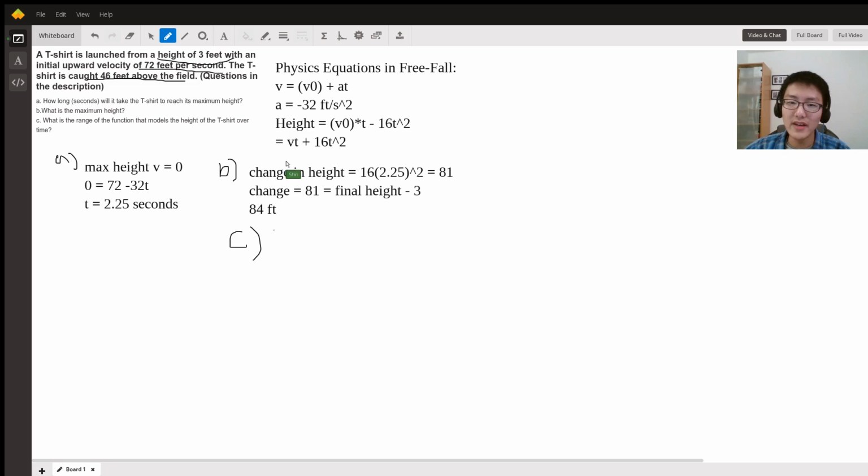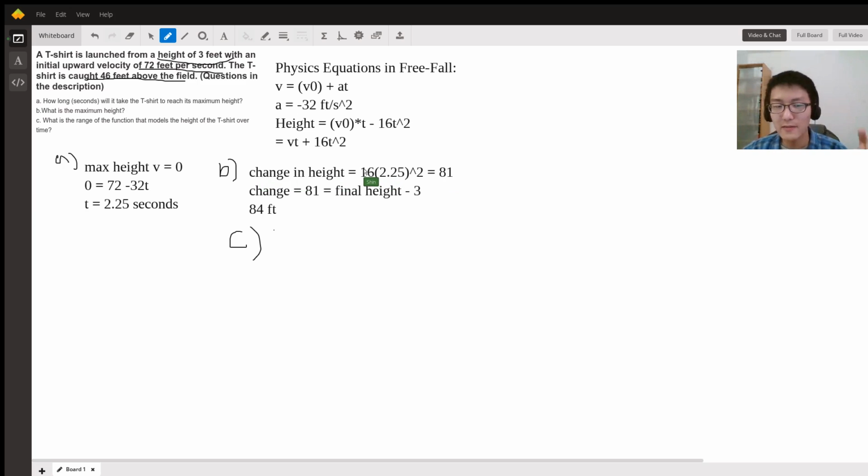Notice how this is the change in height, equal to our final velocity times time. Now remember, our final velocity here is 0 when it's at its maximum height. So we're going to cancel: v times t will not be in the equation because v equals 0. And then plus 16 t squared. Since we know the time at the maximum, 16 times 2.25 to the second power will equal 81 feet. Now, notice that this is the change in height.